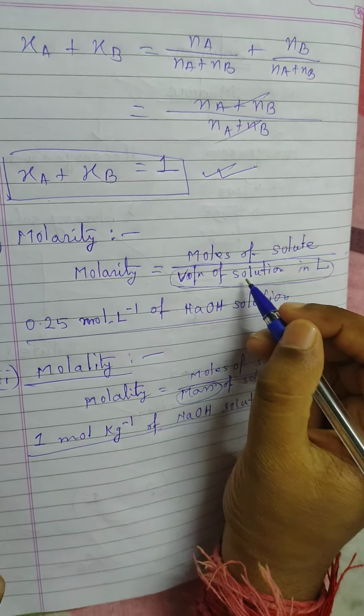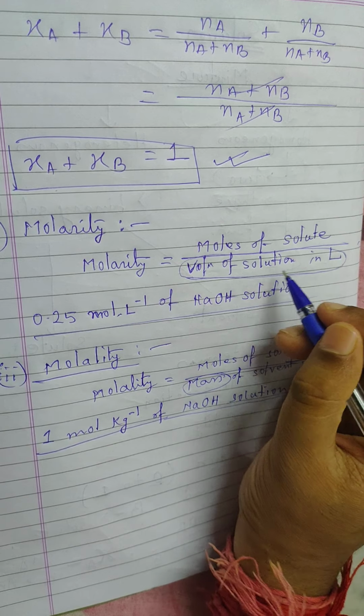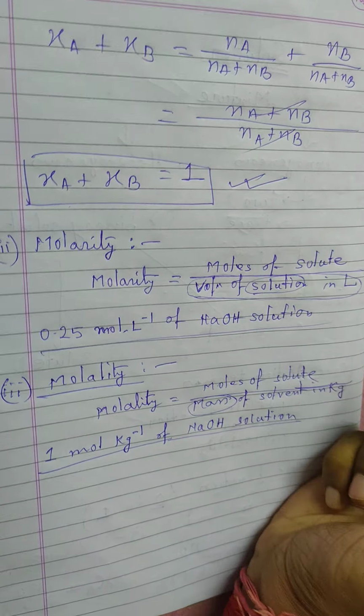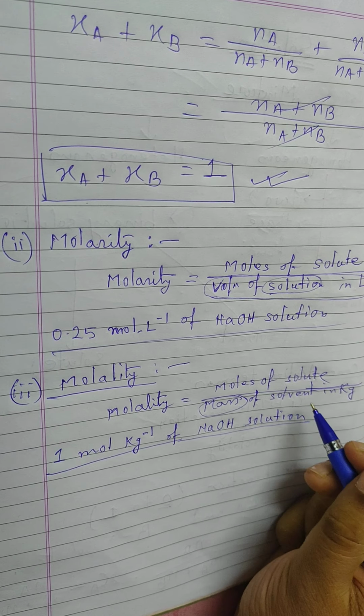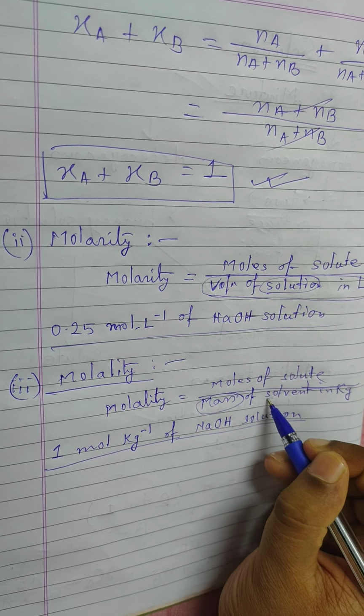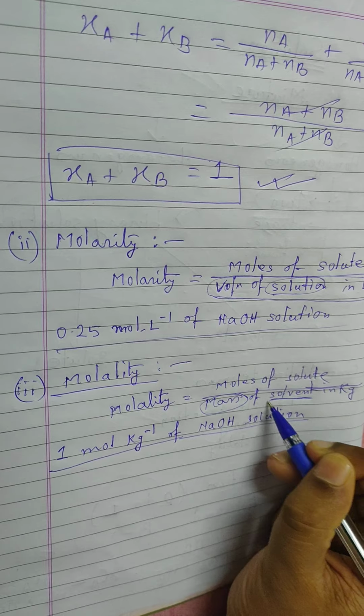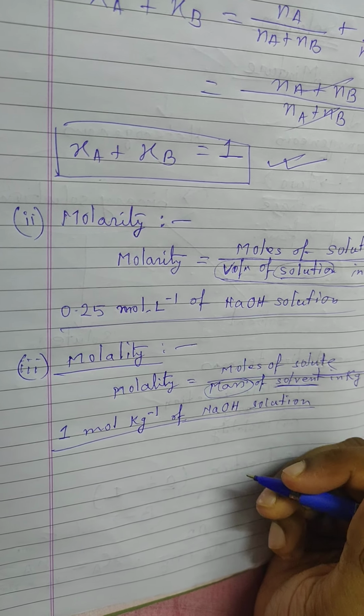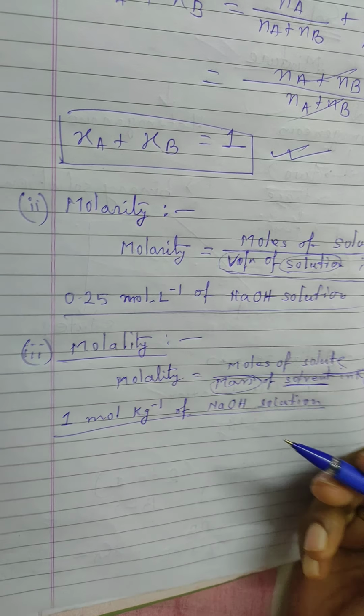Another difference is that we take the volume of the total solution in the case of molarity, but in the case of molality we take the mass of the solvent only. This should be kept in your mind. You should learn the difference between molarity and molality.